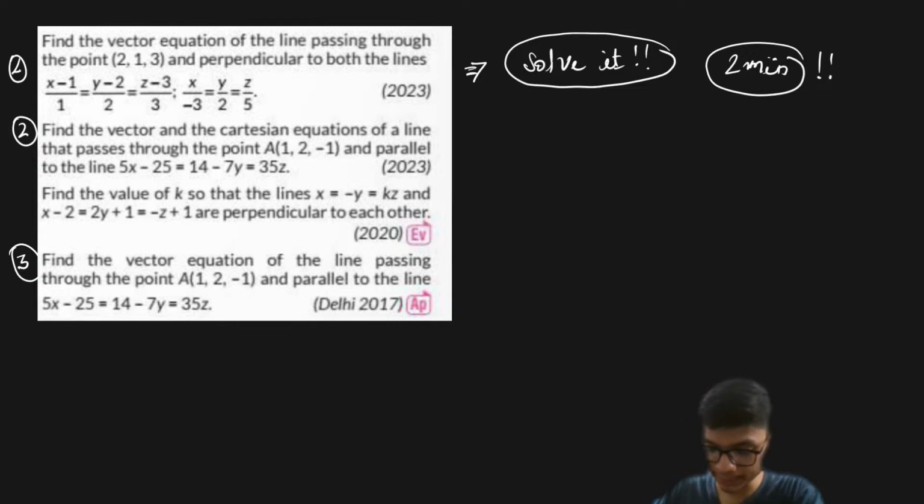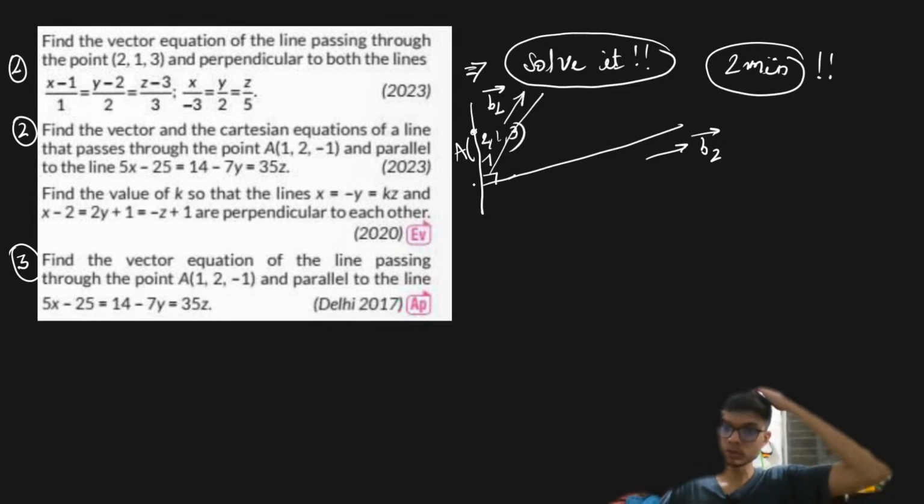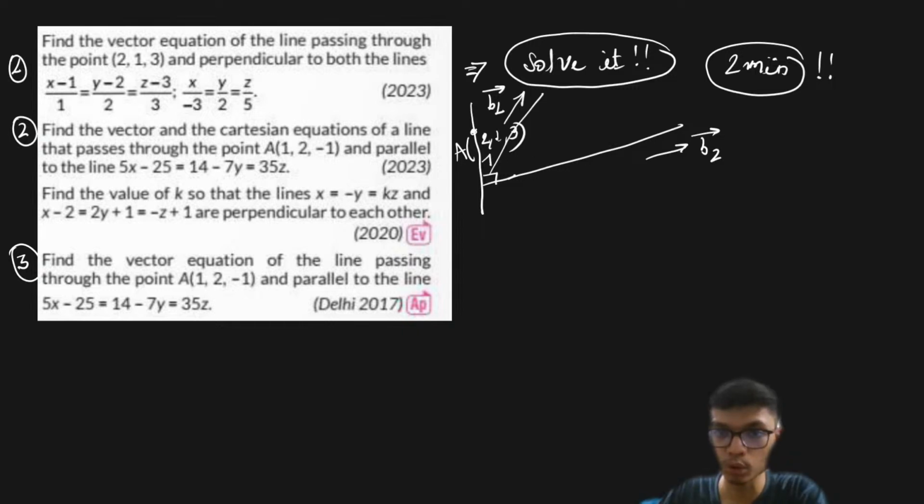If we look at the problem over here, let's try to understand what the question is talking about. We need to find the vector equation of a line which is passing through the point 2, 1, 3 and is perpendicular to the two given lines. Let us say the direction vectors along the two lines are b1 vector and b2 vector. I have to find a line perpendicular to these two lines, passing through the point A given as 2, 1, 3.